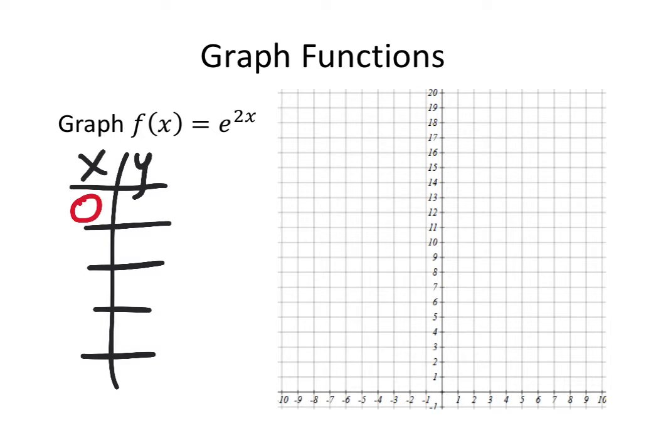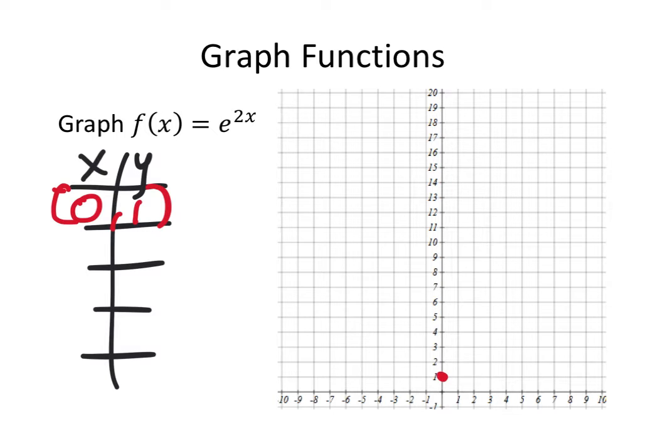So yeah, saying x is 0, that's a pretty good one. e to the power of 2 times 0 is just e to the power of 0, which is 1. So I got the ordered pair 0, 1. And all these pairs in the table are ordered pairs. So that would produce this red dot, which again isn't really enough to graph this.